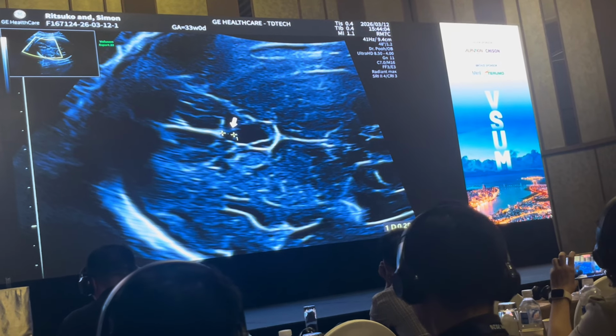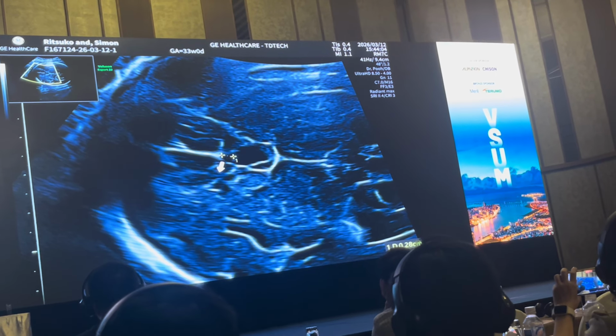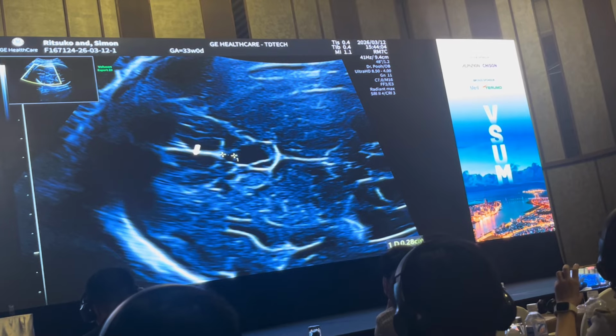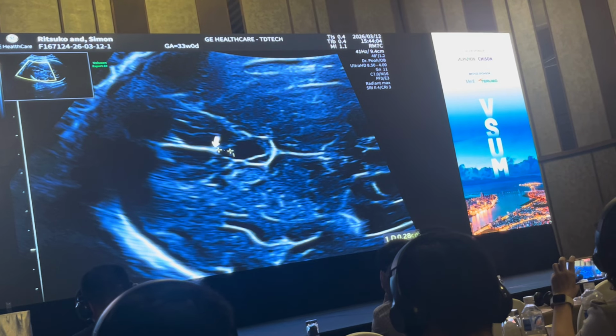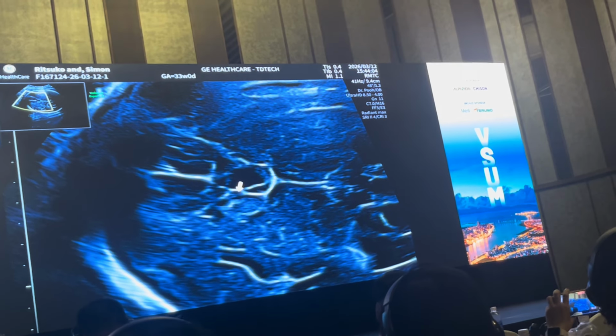So coming around here is the genu of the corpus callosum. This is the pericallosal sulcus, and this is the falx forming the anterior complex. And then if you magnify further, these are the leaves of the cavum septum pellucidum.